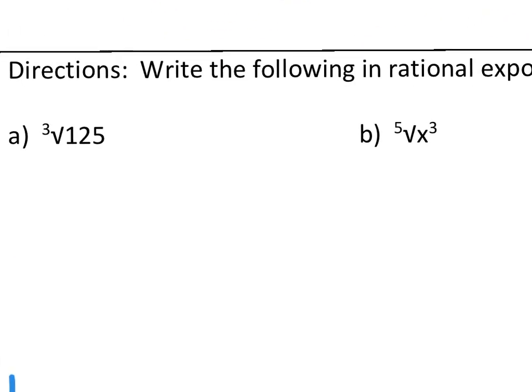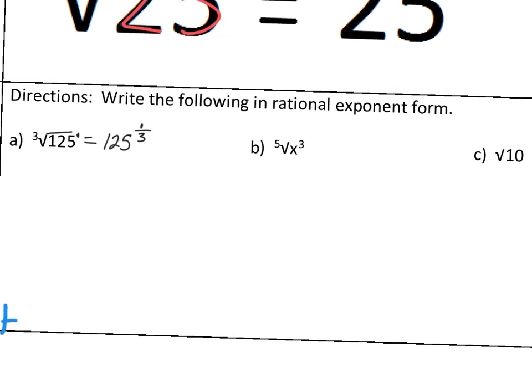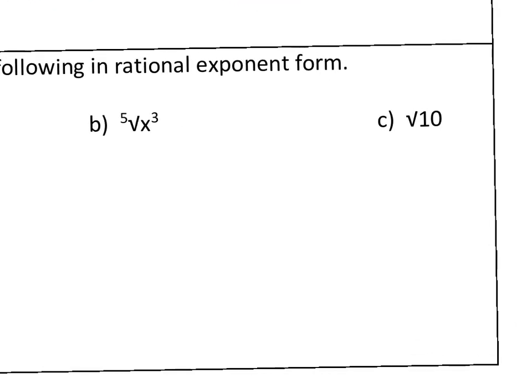So looking at letter A, we've got the cubed root of 125. What power is that 125 to? Yep, just to the power of 1. So I'm going to rewrite this. I'm going to keep that base of 125. And then my fraction, the 1 is going to be on top because that is the exponent that it's to. My index for this one is 3. Okay. Go ahead and try B and C.